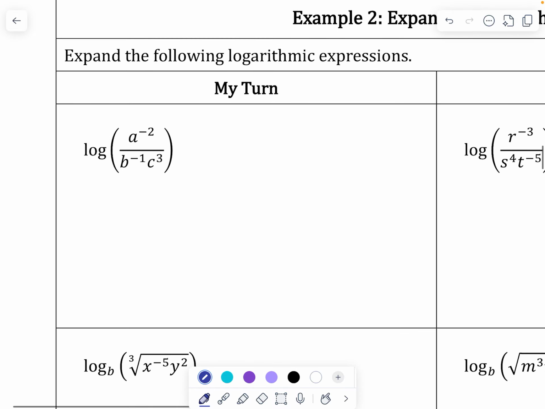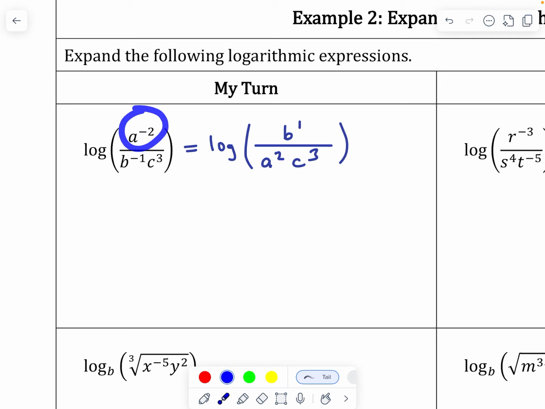So first thing I want to do here is I want all my negative exponents to be positive, right? So the a to the negative 2 needs to go to the bottom. And the b to the negative 1 needs to come to the top, right? So it's an issue of reciprocation. The negative exponent sends that one down, and the negative exponent sends that one up. Good. So now we have some division. We have division in the logarithm, and this corresponds to subtraction outside the logarithm. I don't need parentheses yet.